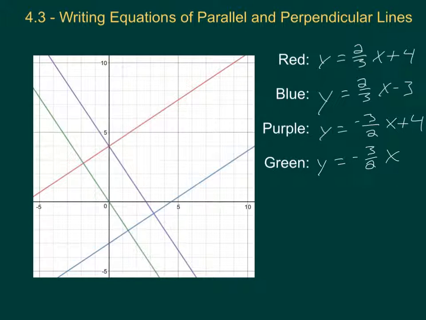So what I hope you're noticing here is that the parallel lines, the red and the blue, and the purple and the green, have the same slopes. That's one of the big keys here. And so that's our first big key.